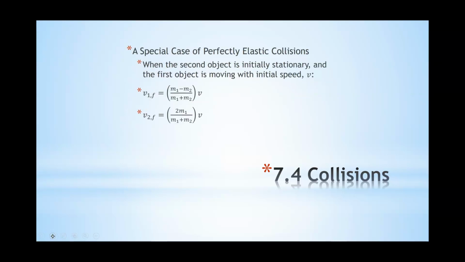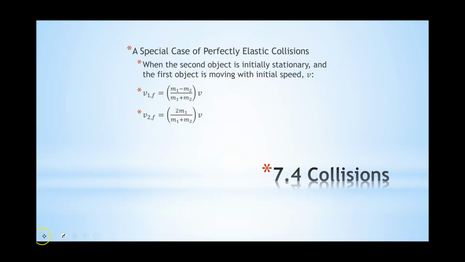All right. These are the equations that we are going to use for the case of perfectly elastic collisions. This only works if your second object is initially stationary and the initial velocity of your first object has a speed v. These come from a very specific place.